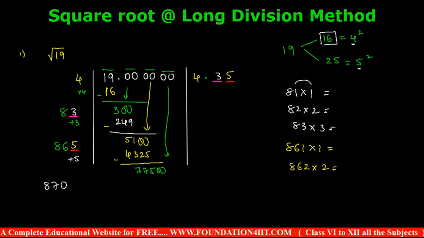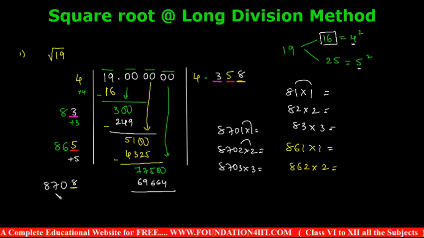870. So what we have to do now, next this place must be the same, 870. So what we have to take: 8701 into 1 and 8702 into 2, it should be the same in both the places. 8703 into 3, so near to 77,500. When I calculated, I got 8 8s. That means 8,708 into 8, that is 69664. Because 8,709 into 9 is more than 77,500.